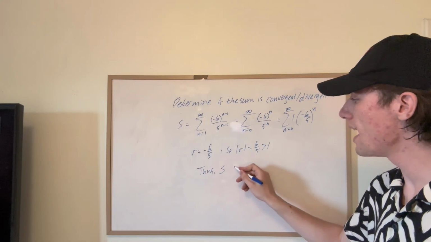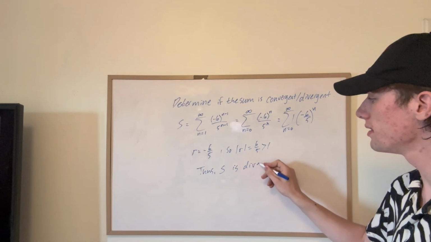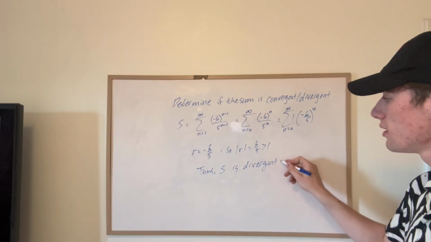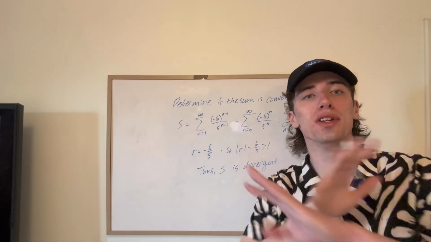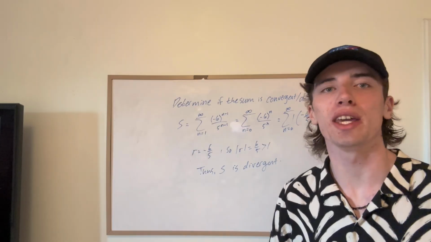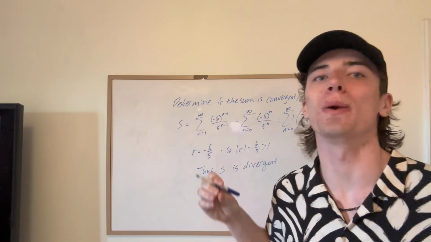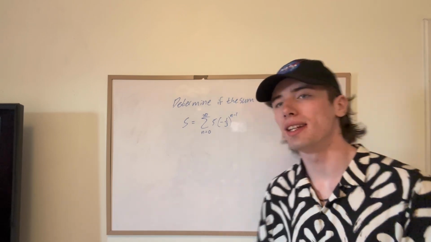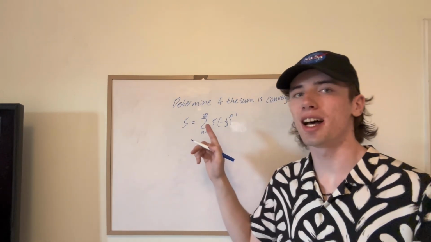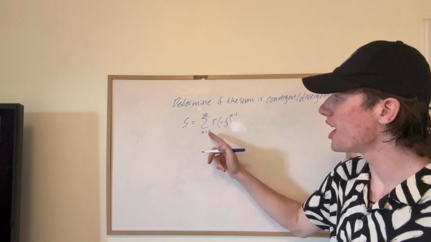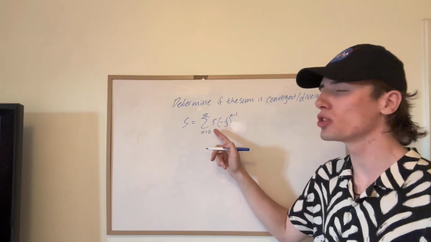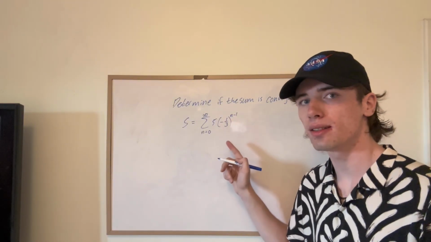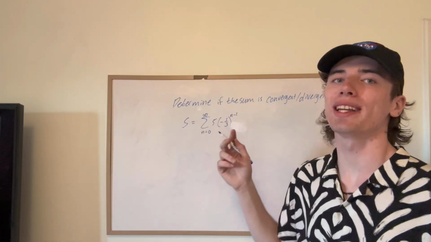Thus, s is divergent. If it's divergent, we have to do no other work because s doesn't evaluate to a specific number when we add everything together. One more quick example before I end the video for today. We're going to be working with the sum s is equal to the sum of 5 multiplied by negative 1 over 3 to the power of n minus 1 again.